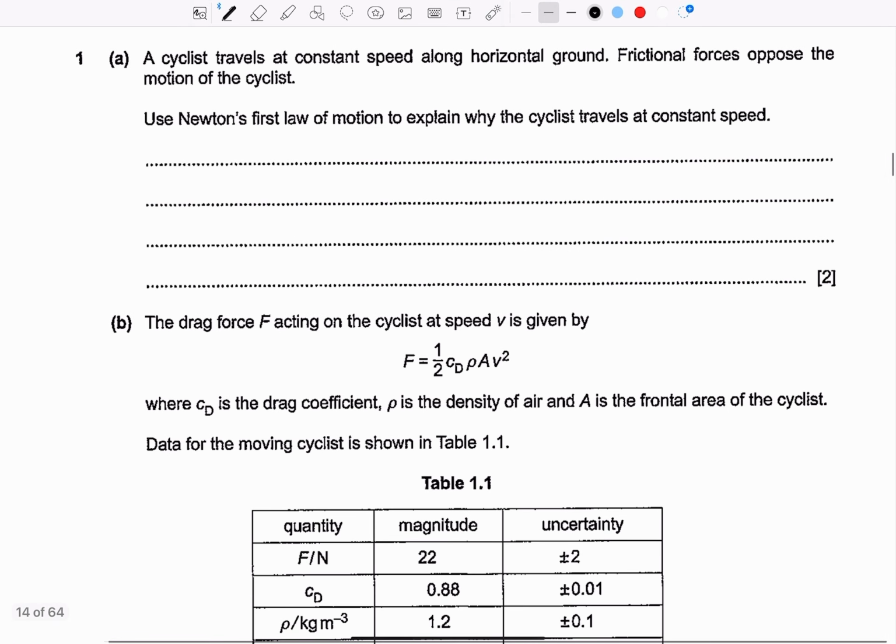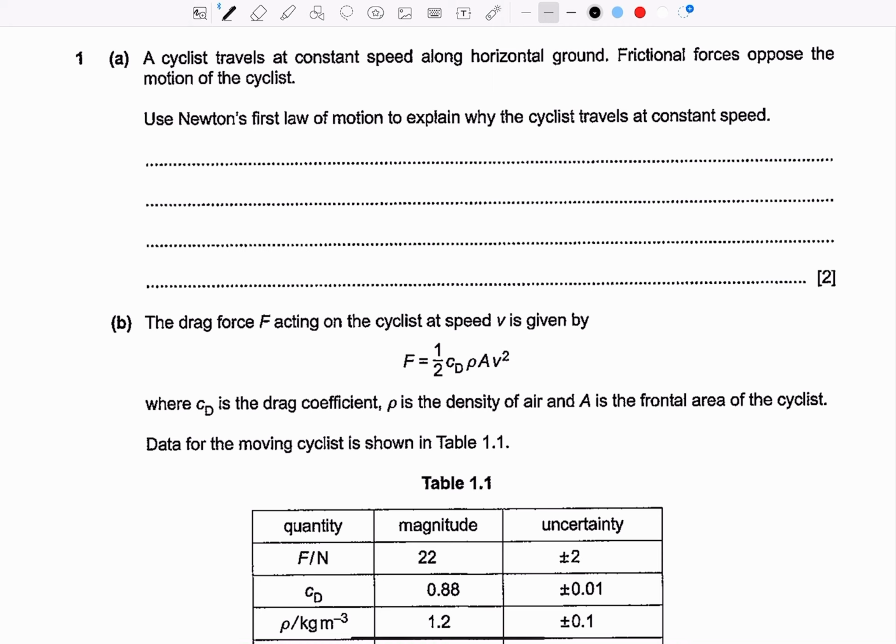Question 1. A cyclist travels at a constant speed along a horizontal ground. When they say that it's a constant speed, it means that acceleration is 0, hence resultant force is 0. F net is 0. Frictional forces oppose the motion of the cyclist. So your resistive force would be the frictional forces. Could be due to air resistance, could be due to any other thing. Use Newton's first law of motion to explain why the cyclist travels at a constant speed.